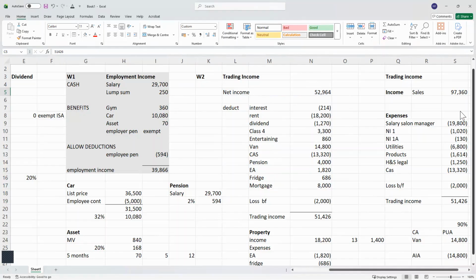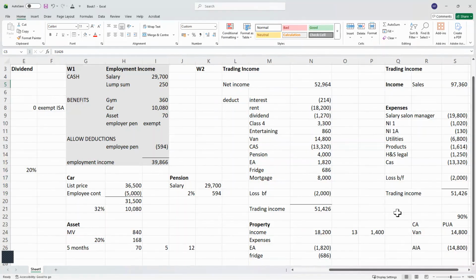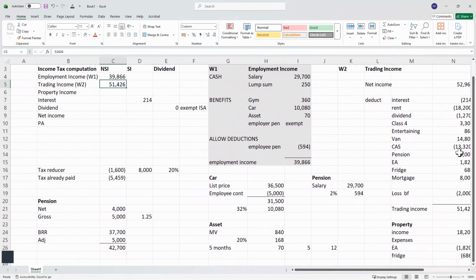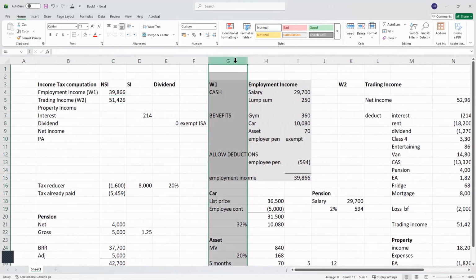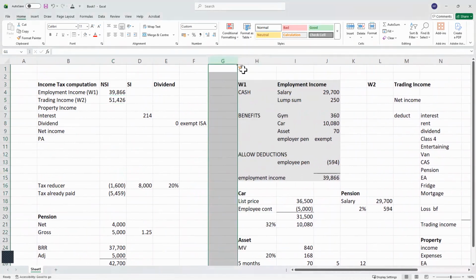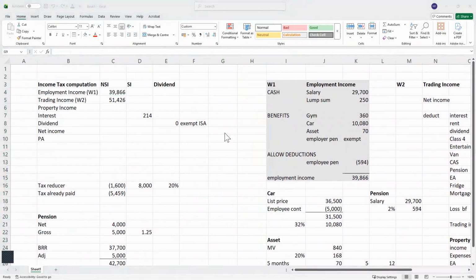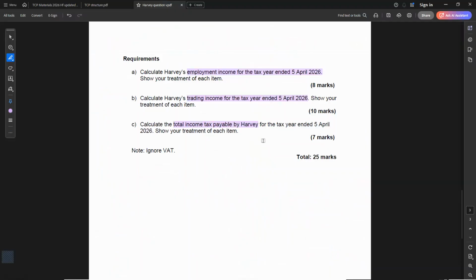So we've now completed the trading income working, and we've also got the notes supporting these workings in terms of the capital allowances. We're now ready to move on to part C of the question, which is bringing together all of the information we've looked at so far and calculating the income tax payable for Harvey for the year. We were asked to calculate the total income tax payable, so we're not looking at national insurance here.